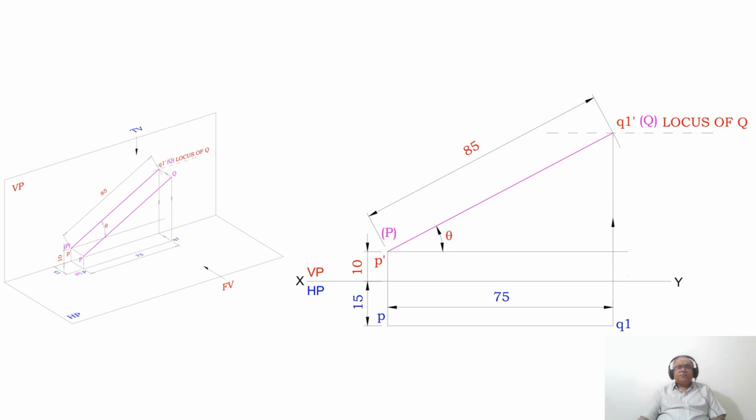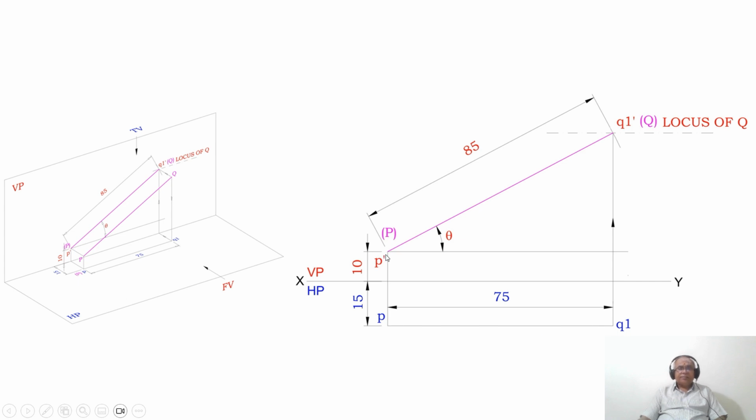orthographic view? First, we will draw the XY line and mark VP and HP. So you know that the point P is above HP by 10 mm and in front of VP by 15 mm. So from the XY line, you measure 10 mm and draw a horizontal line. Similarly, from the XY line, you measure 15 mm. It is in front of VP, so it is seen in the HP, so you take it below the XY line and draw a horizontal line.